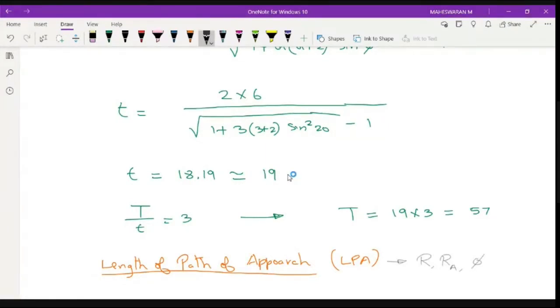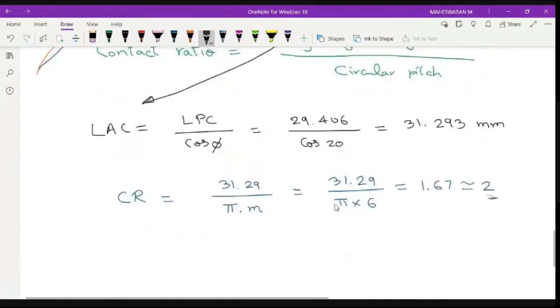So you are approximating to 19. Minimum you should have 18.19, that is the meaning. Whereas here it is not like that. Here you can consider it. Contact means how many teeth are in contact. In that case, when the fraction is greater than 0.5 you can put it as 2. When it is lesser, you can consider it as 1 itself. It doesn't matter.